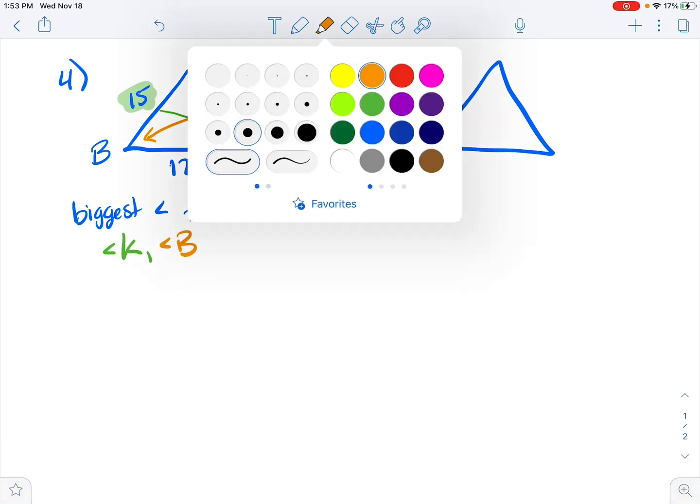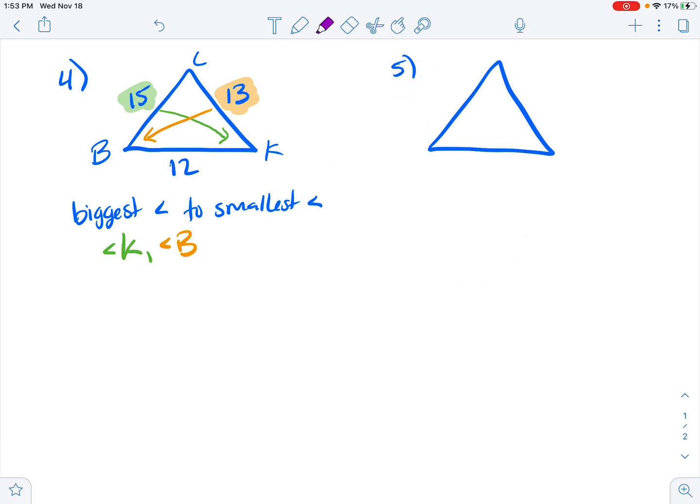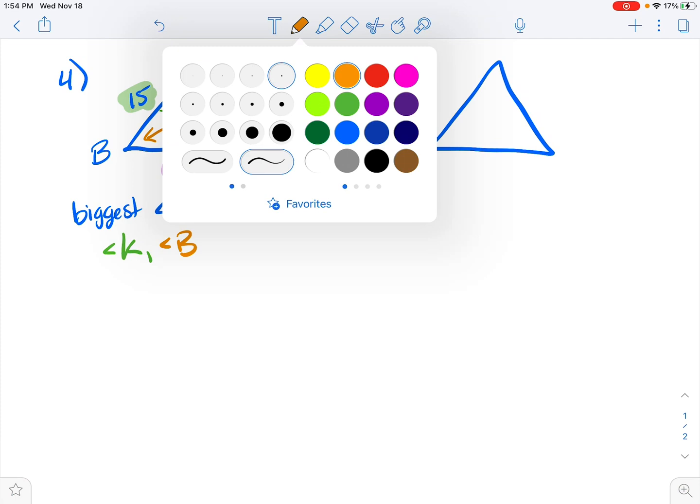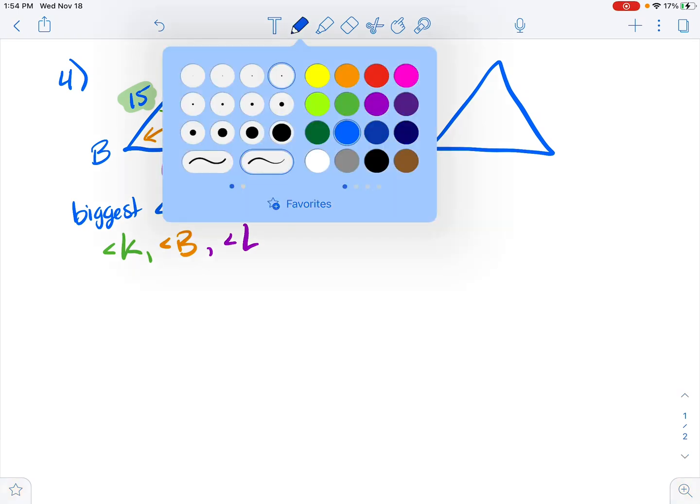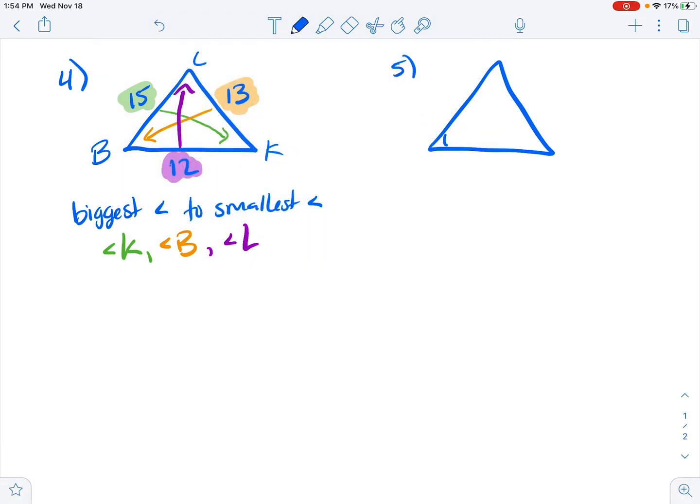And then do it again. Your smallest angle, or smallest side, would be 12. So we're going to go directly across from it, and my smallest angle would be angle L. Okay? The exact same rules apply when you're given the angles. So in this next triangle, I'm going to give you, let's do 60, 80, and 40. Okay, now remember, sometimes you're going to have to find that third angle.